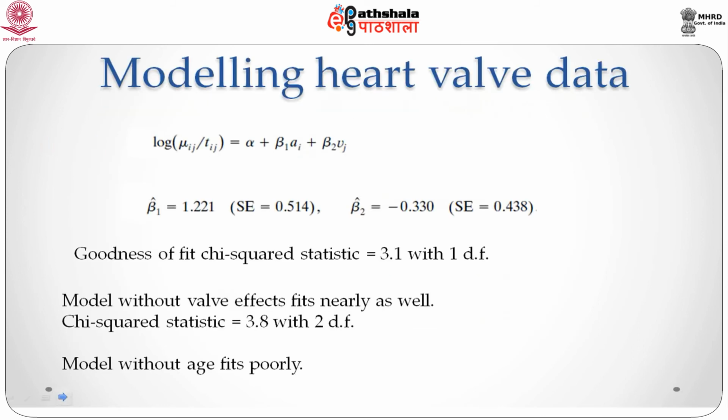So here are the results from fitting this model. Log of mu ij over Tij, where Tij is the time of follow-up, equal to alpha plus beta 1 Ai plus beta 2 Vj, these being the two covariates, age and valve type. A is of course a dummy variable, 0 and 1, 0 for the younger age group and 1 for the older age group. And V is a dummy variable for valve type with 0 for aortic and 1 for mitral.